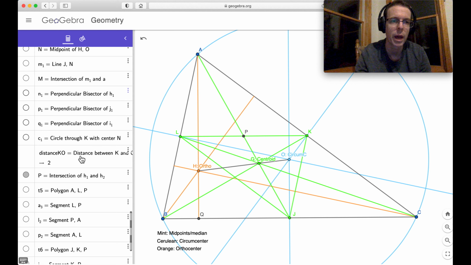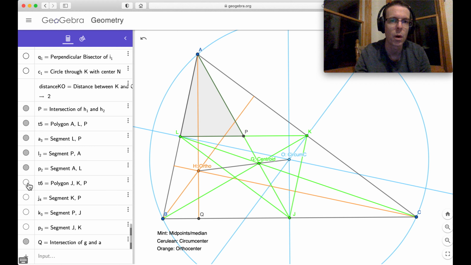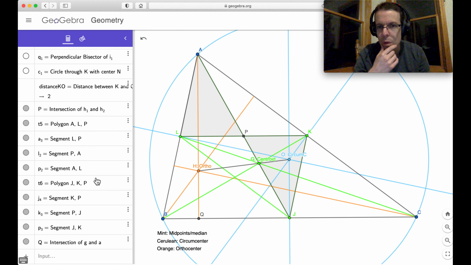Let's have a quick look at some important triangles here so that we can identify why this is true. There must be some intersection point P of the median AJ and the side LK of the medial triangle. There must be some intersection point. We can call it P.